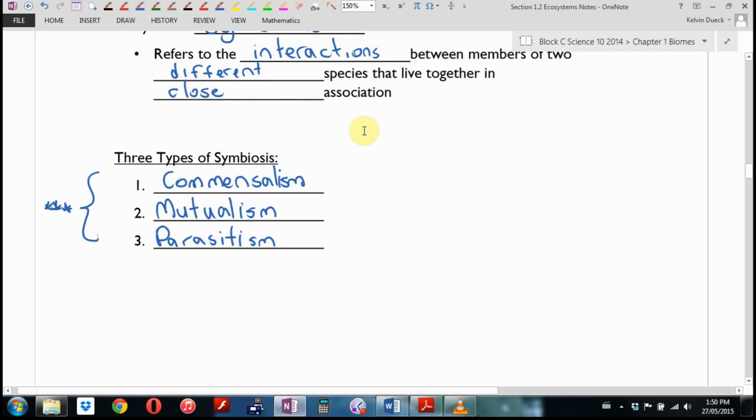Commensalism, mutualism, and parasitism. The one I have a tough time remembering is commensalism. Yes, the word commensurate is part of my vocabulary, but I don't use it very often. I do use the word mutual in my vocabulary fairly often, and I teach high school kids, so believe me, I use the word never mind.